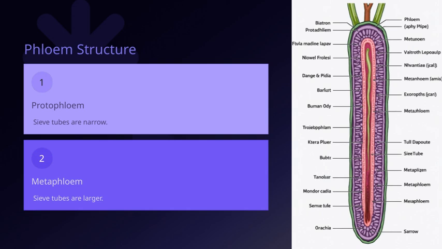These narrower tubes are typically involved in the early stages of development and support. So, understanding these structural differences helps us appreciate how the phloem efficiently moves nutrients throughout the plant. The size variation between the sieve tubes actually reflects their specific roles in the overall transport system.